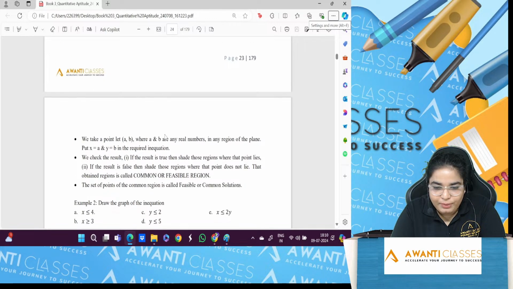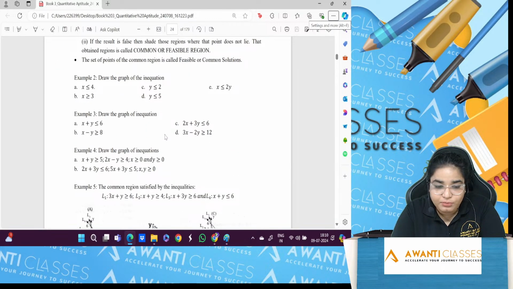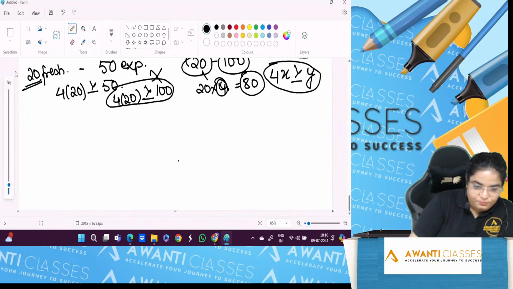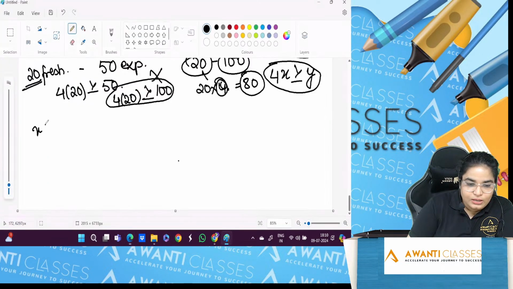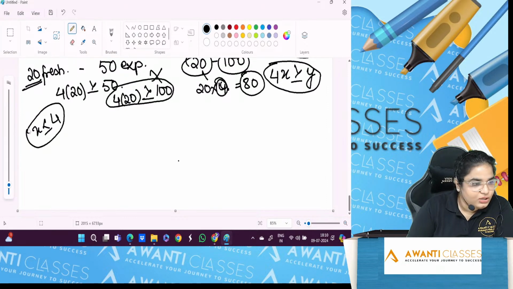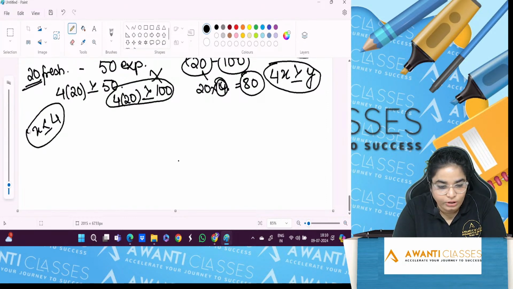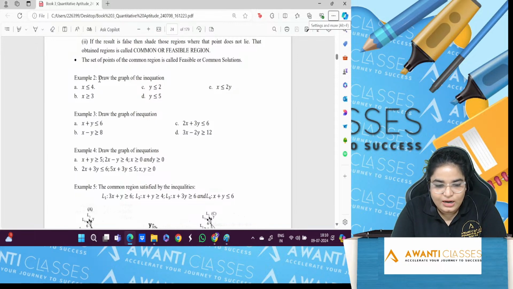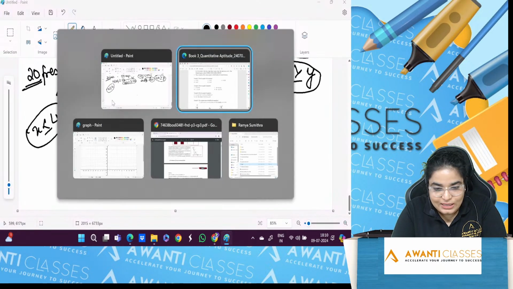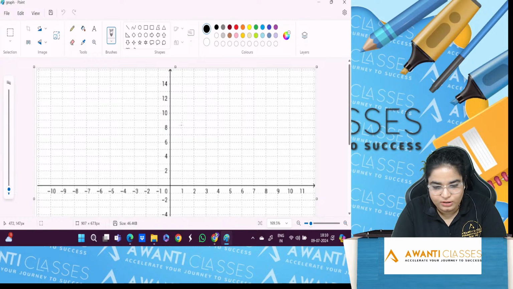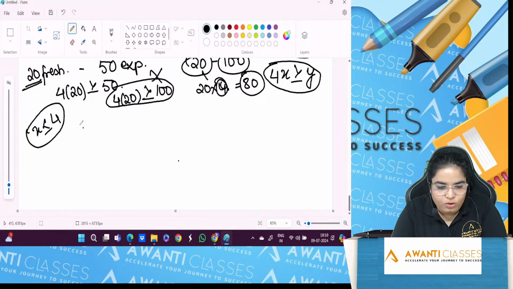Now we are looking at page number 24, example number 2. They are asking us to draw the graph of inequations. Let us do the first one. It says x is less than or equal to 4. Okay, I hope you can all hear me now. Very good. Let us try and draw x is less than or equal to 4 in here. Now, what can it be?